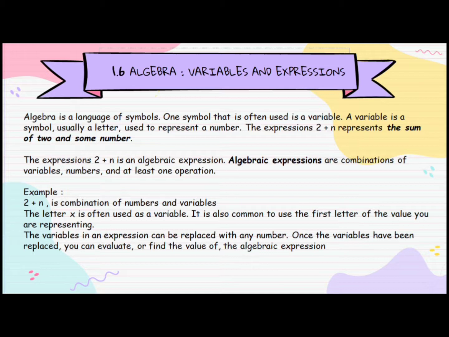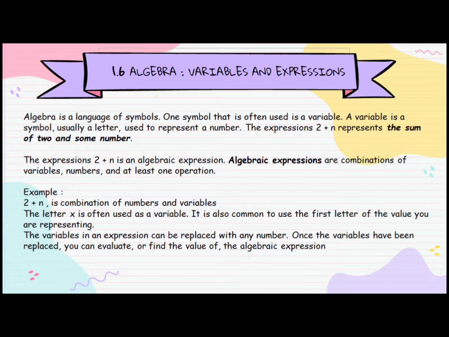Algebraic expressions are combinations of variables, numbers, and at least one operation. For example, 2 plus n is a combination of numbers and variables. The letter x is often used as a variable. It is also common to use the first letter of the value you are representing.